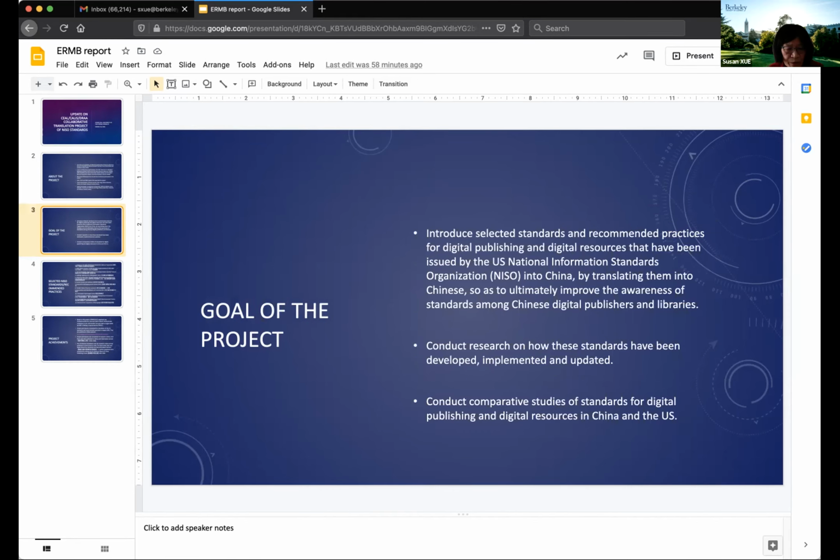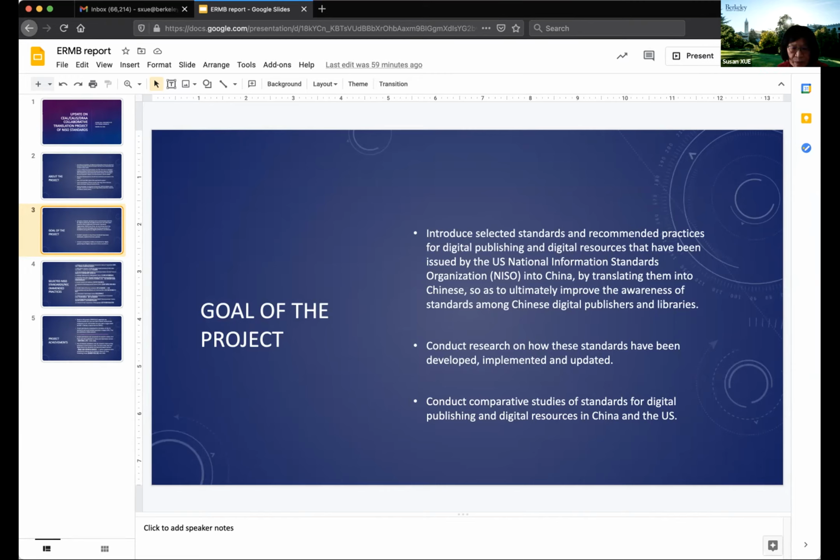So what's the goal of the project? The first was to introduce selected standards and recommended practices for digital publishing and digital resources that have been issued by the US National Information Standards Organization, NISO, into China, by translating them into Chinese, so as to ultimately improve the awareness of the standards among Chinese digital publishers and libraries.